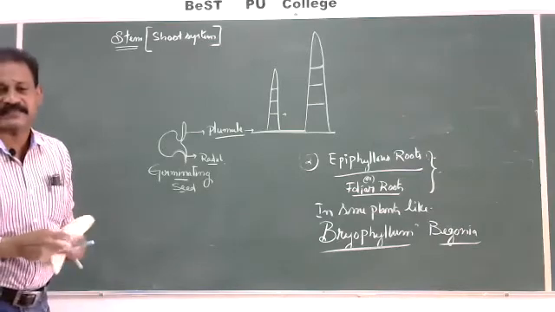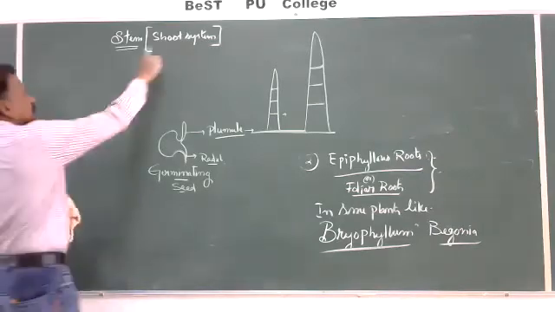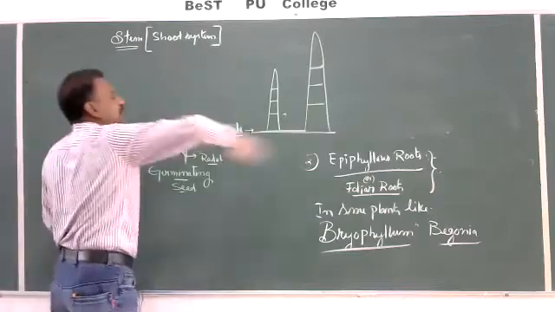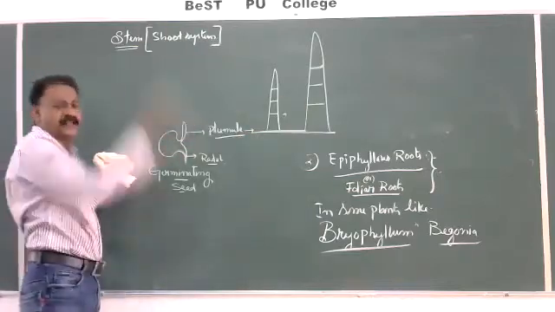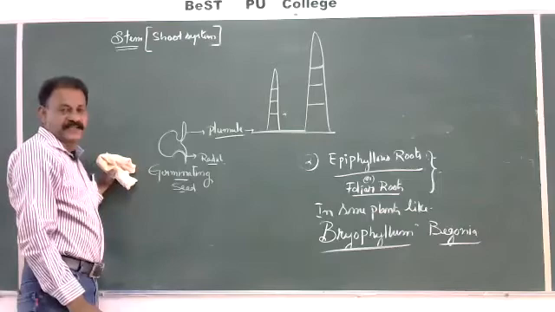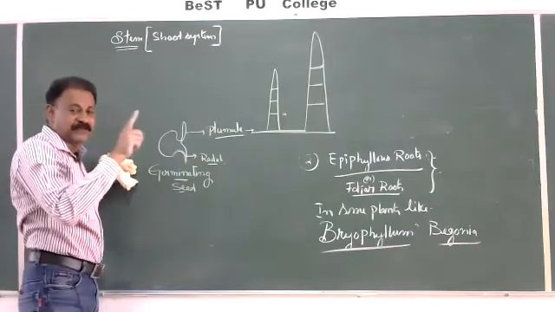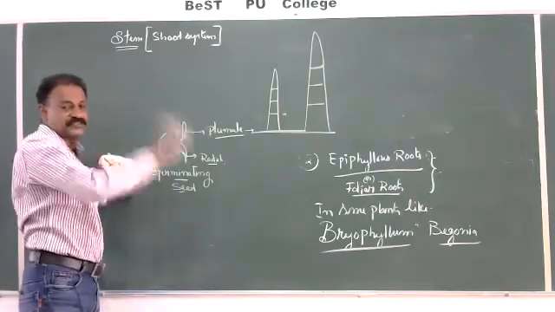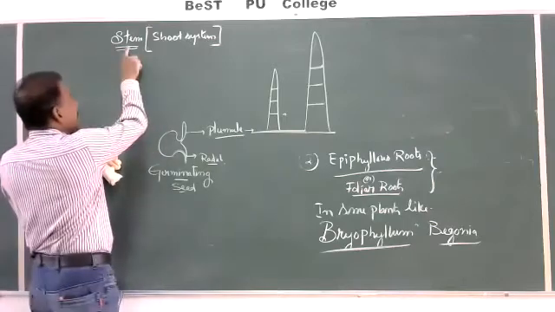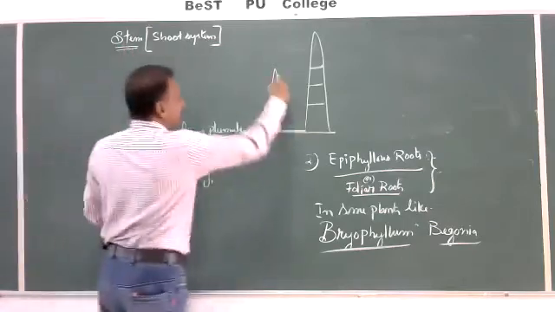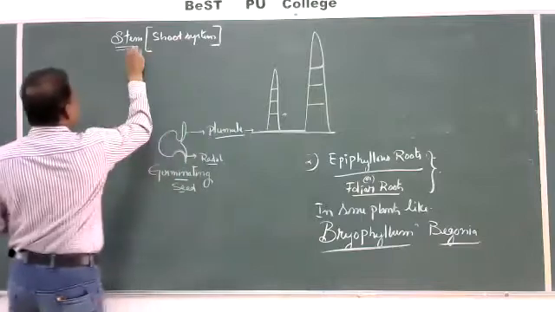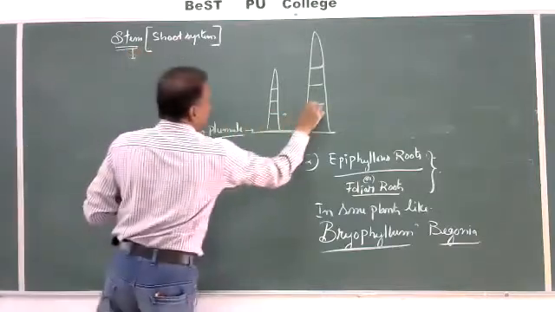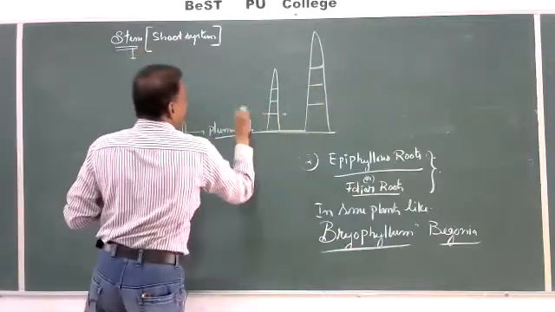In my previous class I explained, my dear students: the shoot system is the name given to the total part of the plant body above the soil, and the stem is the name given to the axis of the shoot system. Stem, the main axis of the shoot system. This stem consists of nodes.